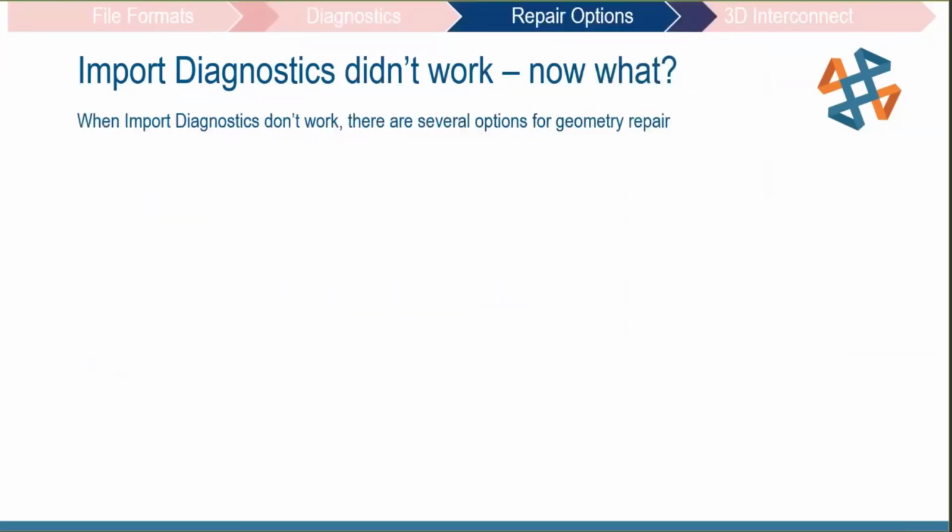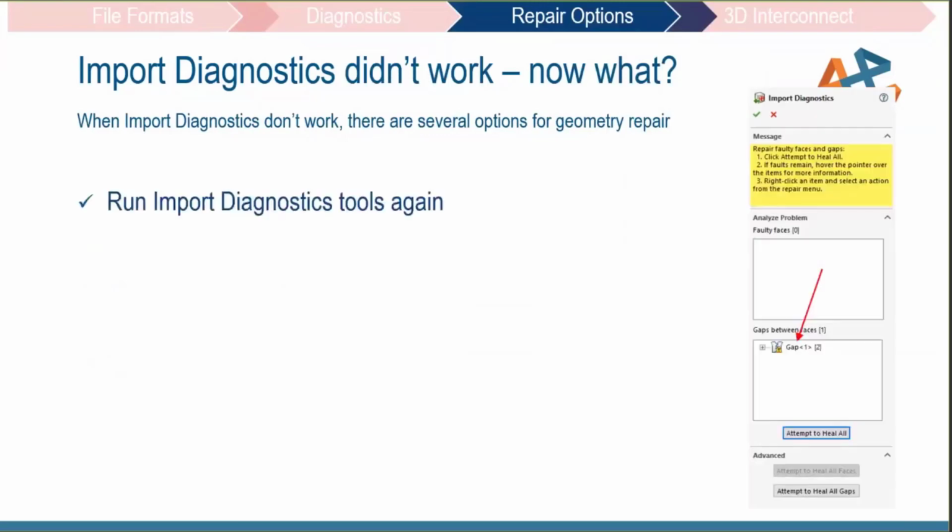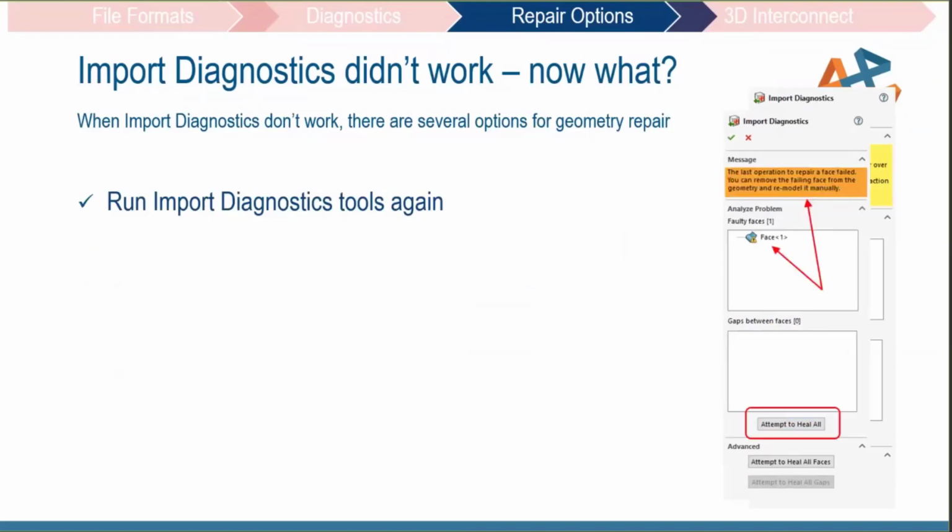Well, it doesn't always fix everything, unfortunately. So then what do we need to do when that happens? Well, you can actually run that diagnostic tool again. Because if it repairs some, now it's made new faces and edges perhaps. So running it a second time occasionally does give you better results after that second time.